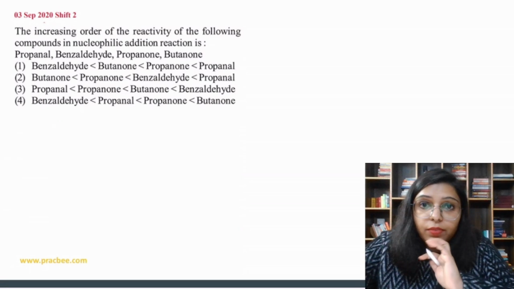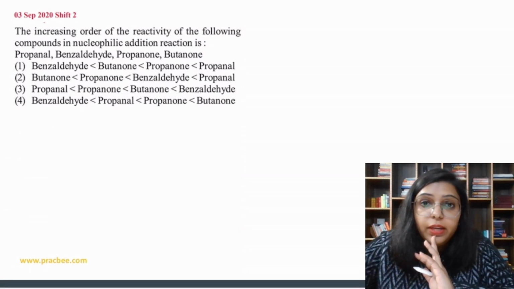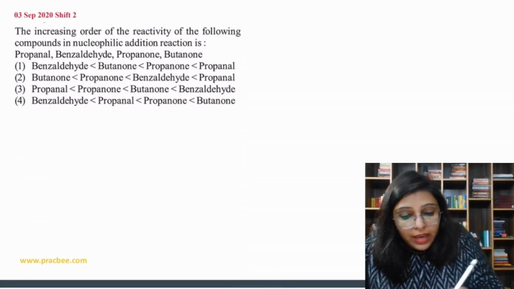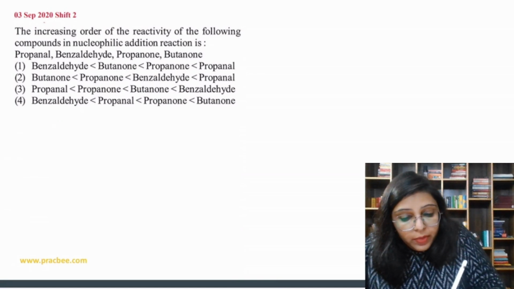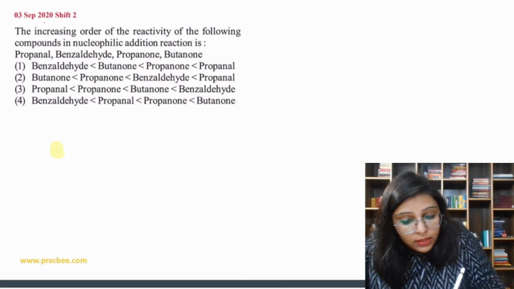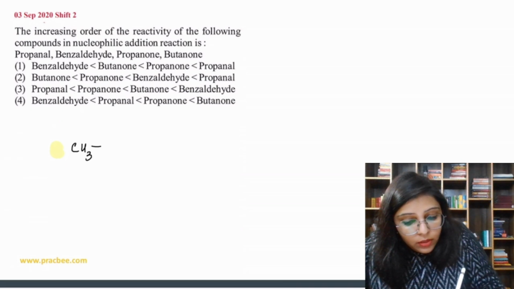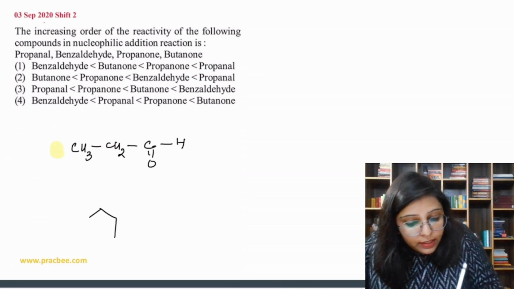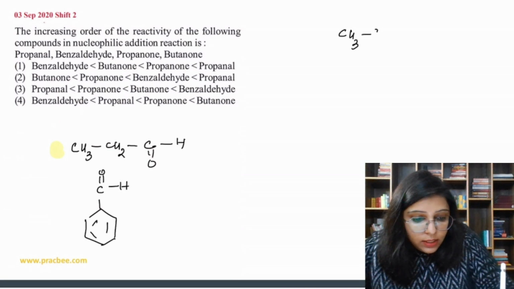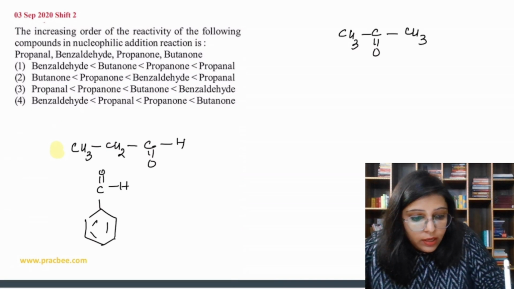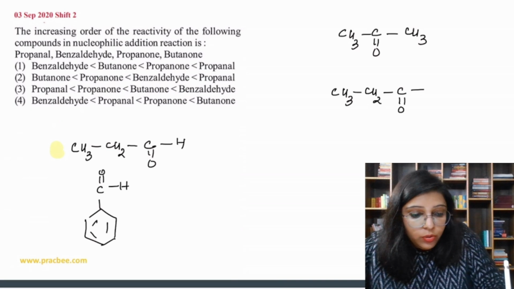The increasing order of the reactivity of the following compounds in nucleophilic addition reaction is: we have propanal, benzaldehyde, propanone, and butanone. Propanal is CH3CH2C double bond O H. Benzaldehyde is benzene and we have C double bond OH. Propanone is CH3, C double bond O, CH3, and butanone is CH3, CH2, C double bond O, CH3.